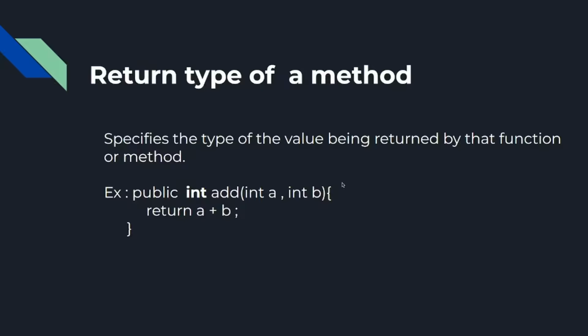Return type of a method or return type of a function specifies the type of the value being returned by the function or that method. For example, you can see here we have created a function called add, and we have specified the return type as integer. That is because this function will simply add the two numbers which it receives through a and b, then it will return an integer. So we have mentioned the type as integer. We will always specify the return type before the function name.